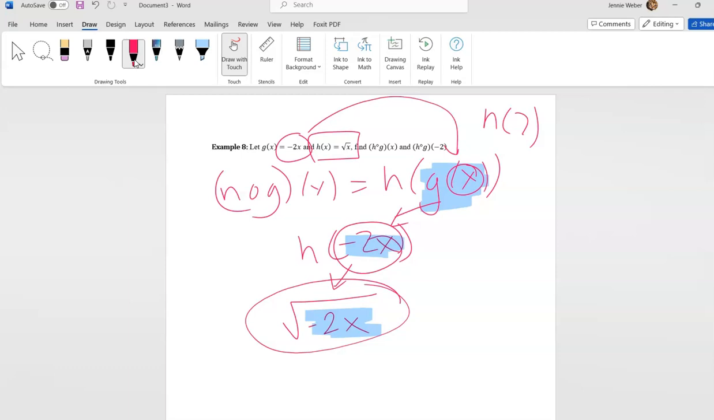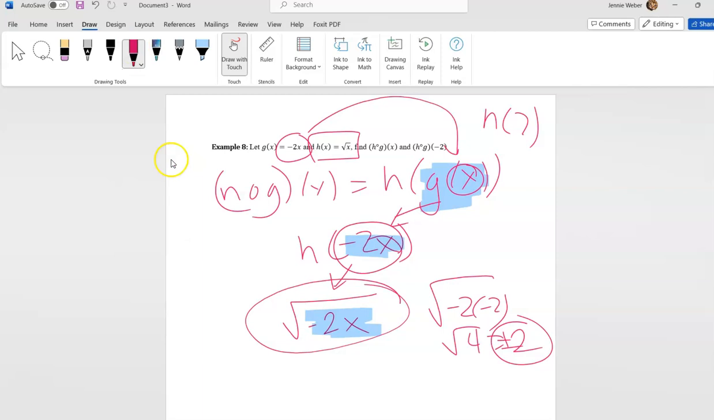Now, what if I'm given a number? Well, this is the same thing. So I could, of course, put the negative 2. Once I have this function, I could do negative 2 times negative 2, which is the square root of 4, which is 2. Okay, actually plus or minus 2, right?